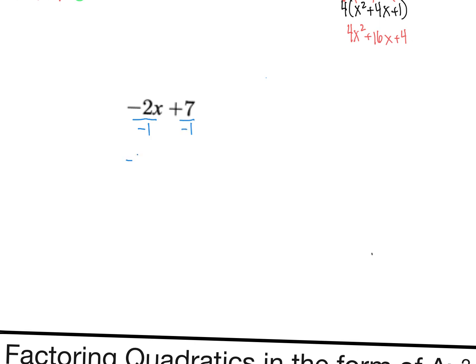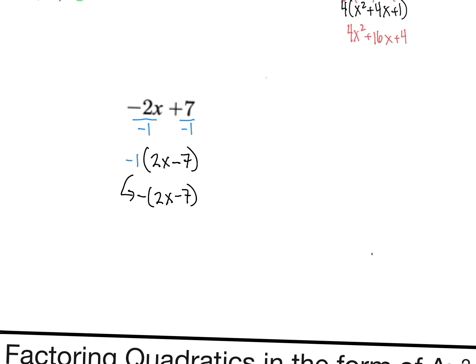A -1 comes out in front like a negative sign, and that's going to flip both of these signs right here. So a -2 divided by a -1 is going to give me 2. And if I look over here, +7 divided by a -1 is going to give me a -7. Okay? And oftentimes, we just leave it like this. That is, if it's a 1, we leave it like that.